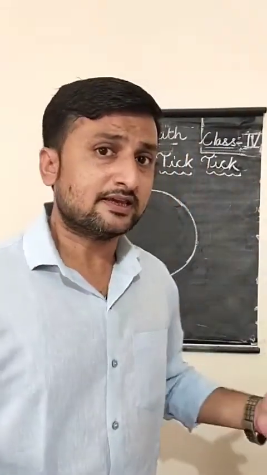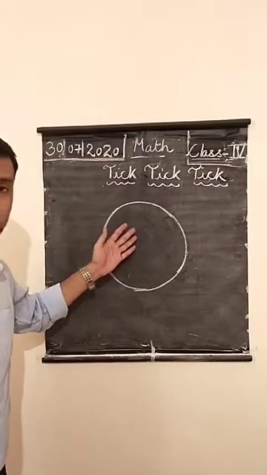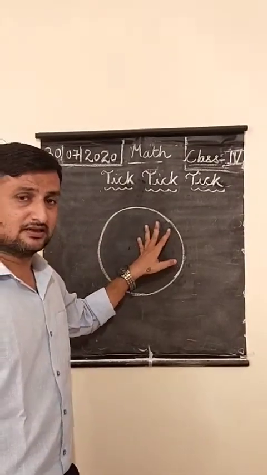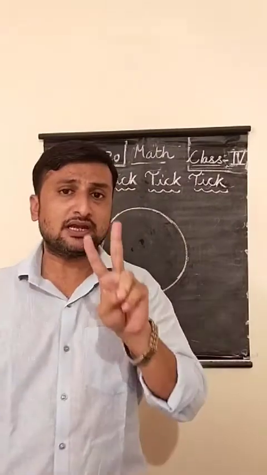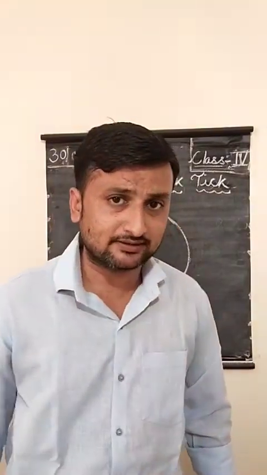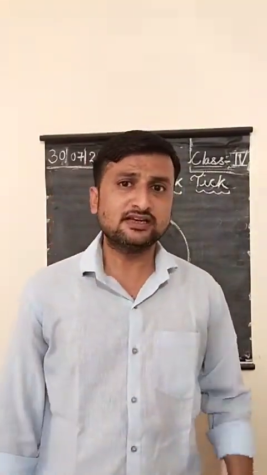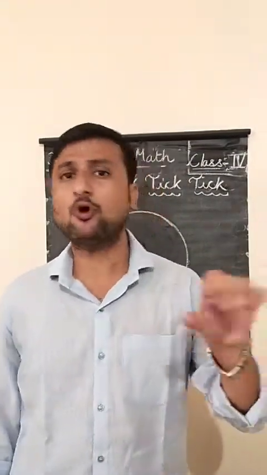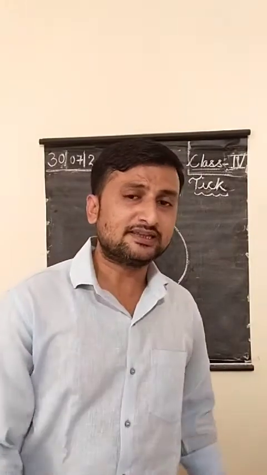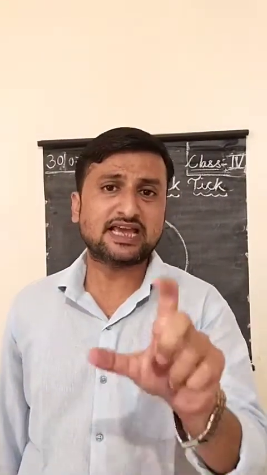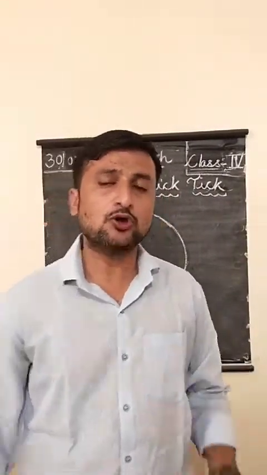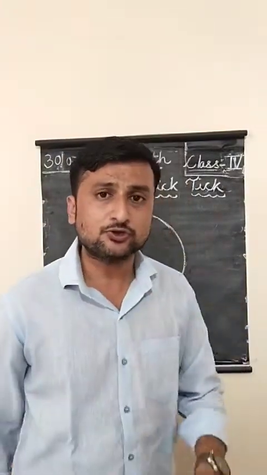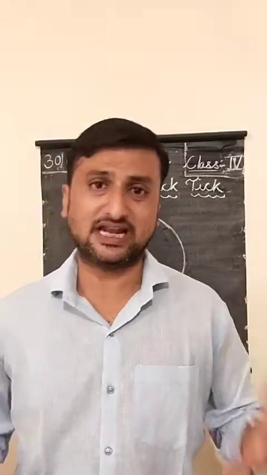Yes, see what is there on the board. I had drawn something on the board. See, there is a circle. Now you know that there are mainly two types of clocks. The first one is the digital clock, in which you see 24-hour timing, while the second one is an analog clock, which uses 12-hour timing. Now here I am going to teach you how to read the time.